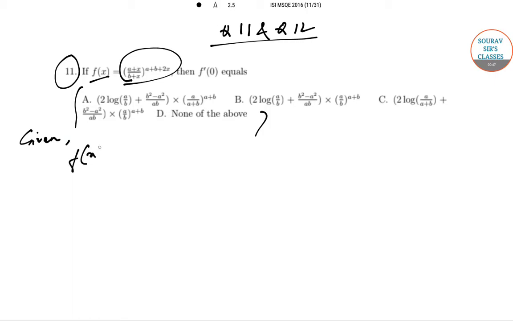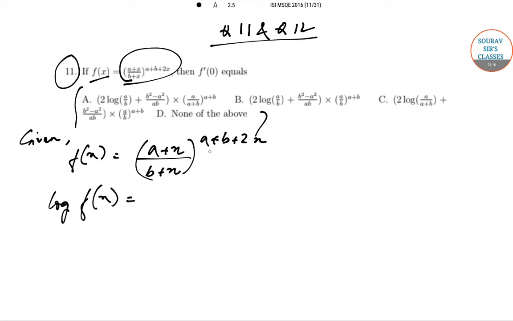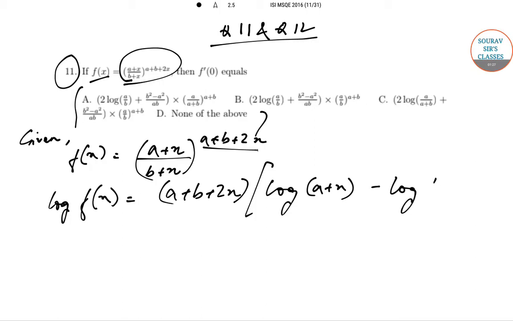So given that f of x is equal to (a plus x upon b plus x) whole to the power (a plus b plus twice x). As we can see, this is a function where x is in the exponent. So in such kind of things we take logarithm on both sides. So that implies log of f of x is equal to, this comes down, (a plus b plus twice x) into (log of a plus x minus log of b plus x).